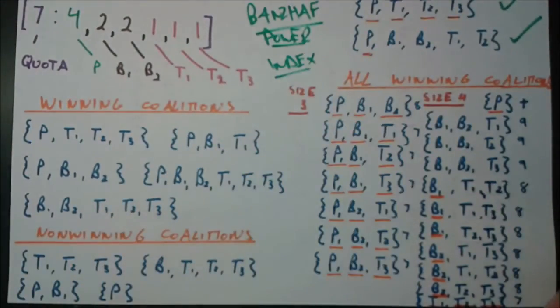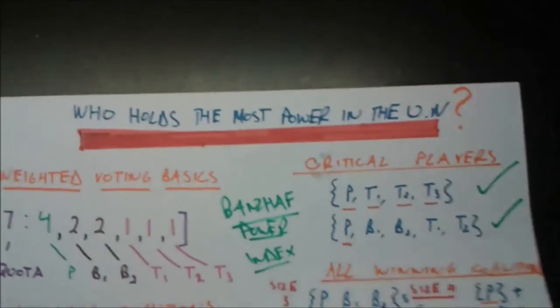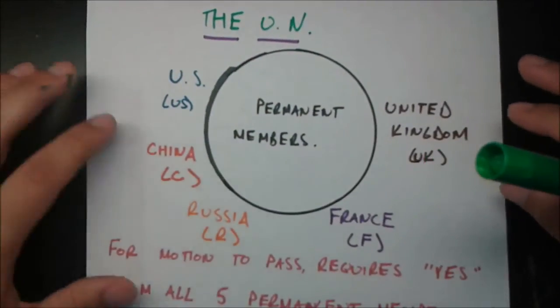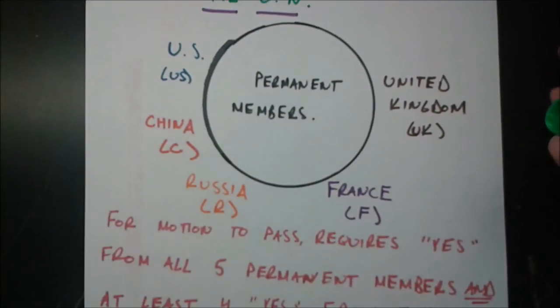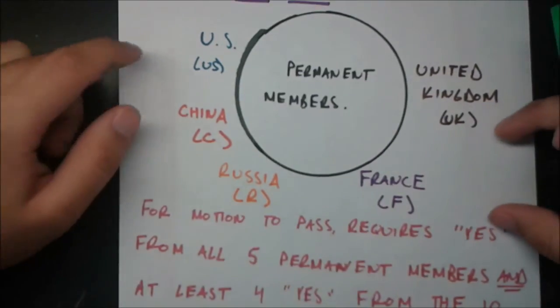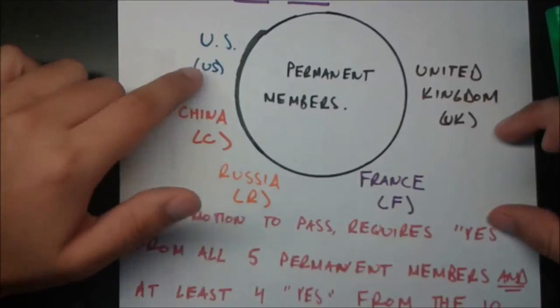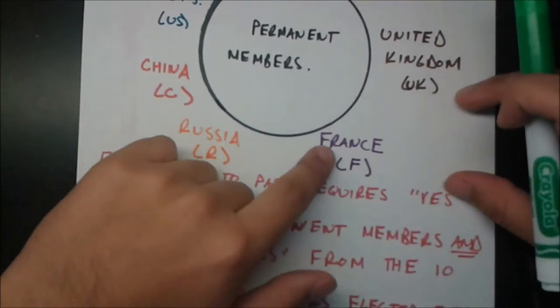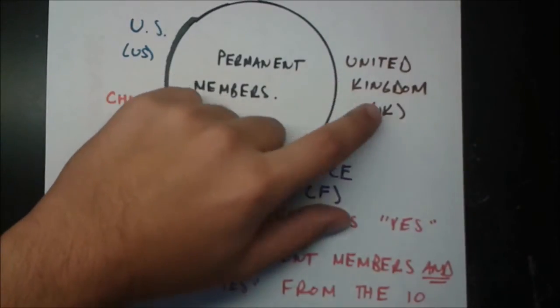Okay, so now let's go into the main event of this video, the United Nations. So first we need to talk a little bit about the United Nations and how it works. The United Nations has always 15 members, and 5 of the members are permanent. They were there from the beginning. So that's going to be the United States, which we'll designate as US, China, which we'll designate as C, Russia as R, France as F, and the United Kingdom as UK.